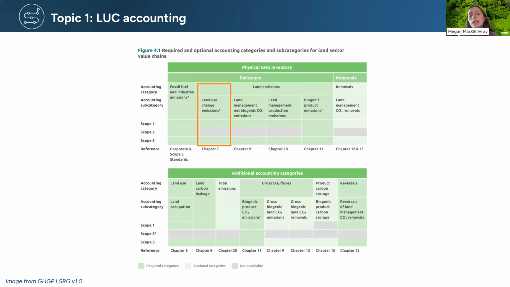So the first topic that we'll explore is one of those key accounting categories that Catherine spoke about earlier. So that's land use change emissions, which you can see here in the orange box. And it is one of the key categories within that overall reporting structure. And land use change is a really complicated category of emissions to account for, but it's also really important. And for deforestation risk commodities such as palm or soy, land use change is the biggest contributor to those emissions. So it's really important to get right.